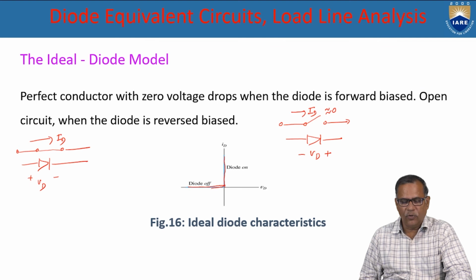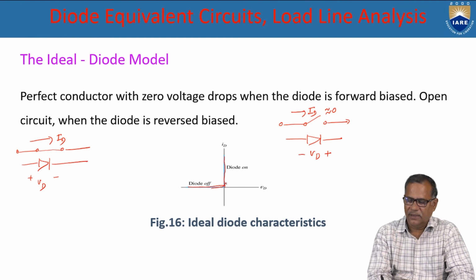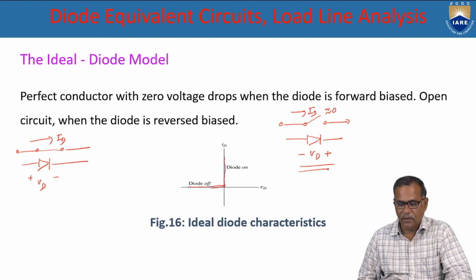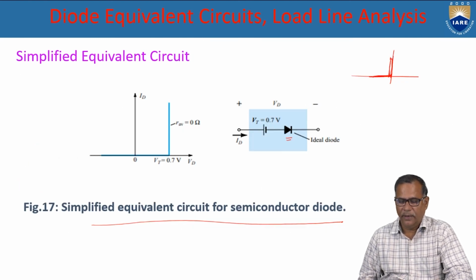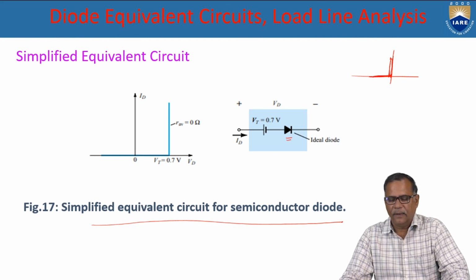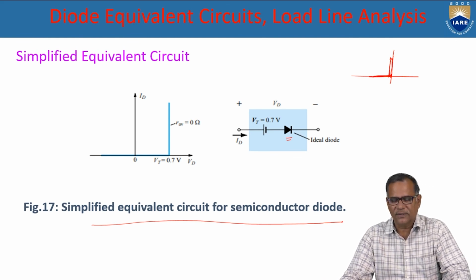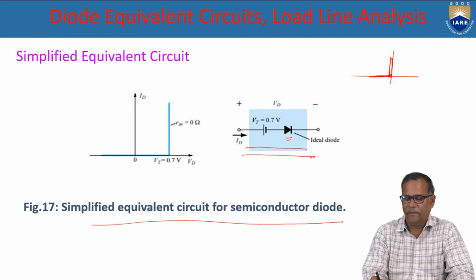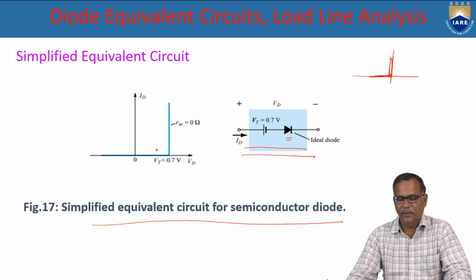And the ideal diode model, if we neglect the cut-in voltage, is represented in this way with zero cut-in voltage. But actually we are going to have the cut-in voltage, which is 0.7 volts for silicon. And if we take into account the cut-in voltage of the silicon diode, then it can be represented in this way. So the characteristic curve is going to be like this.